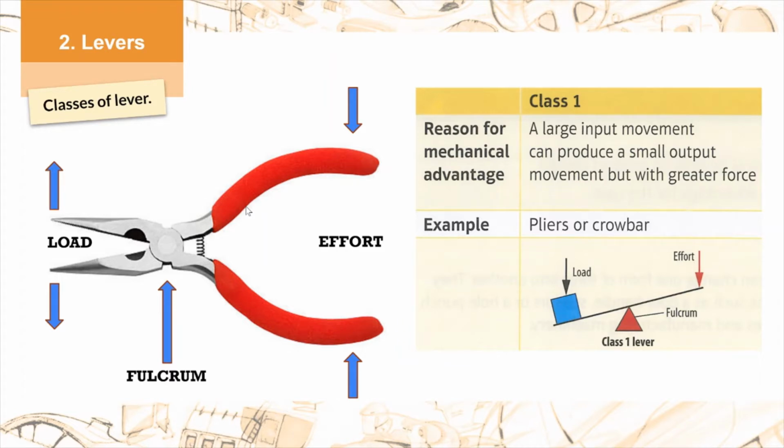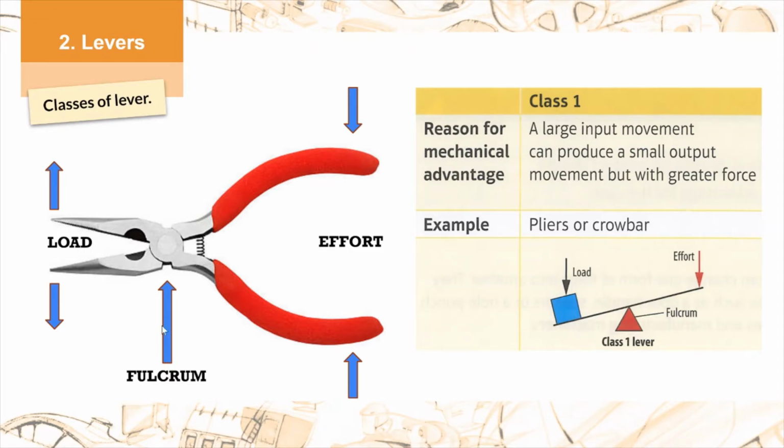Okay, so we have first class levers. An example of a first class lever are these pliers here. Now, what's the difference in a first, second, and third class lever? It's all to do with the order of the load, fulcrum, and effort. So a first class lever has the fulcrum in the middle.